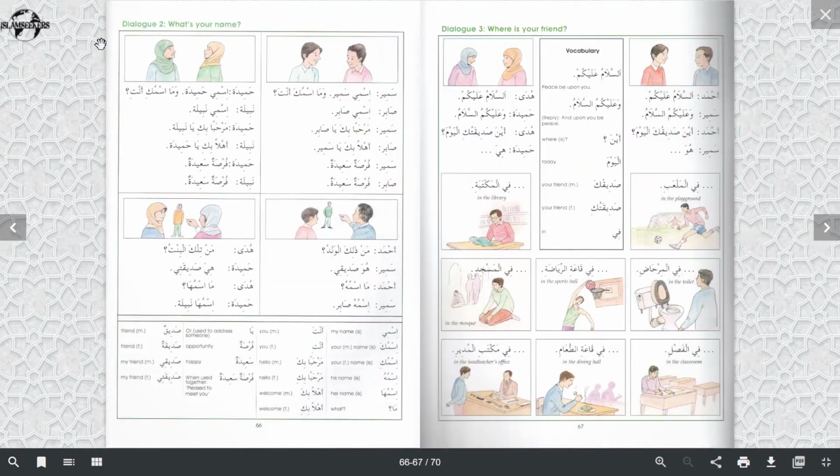Page 66. Dialogue 2. What's your name? Samir. Ismi Samir. My name is Samir. وما اسمك أنت؟ And what's your name? صابر. اسمي صابر. My name is صابر. سمير. مرحبا بك يا صابر. Hello صابر. صابر. أهلا بك يا سمير. Hello سمير. سمير. فرصة سعيدة. Nice meeting you. صابر. فرصة سعيدة. Nice meeting you.